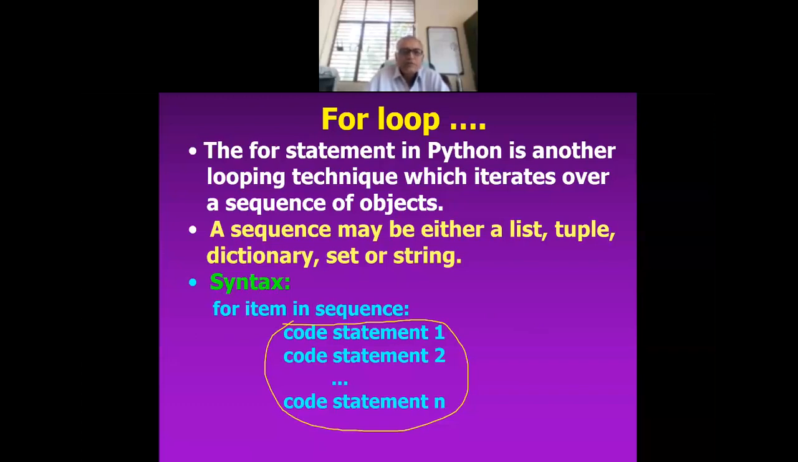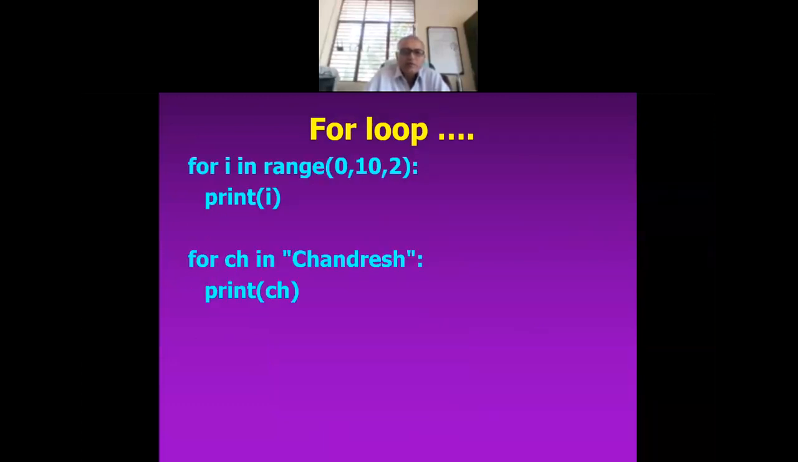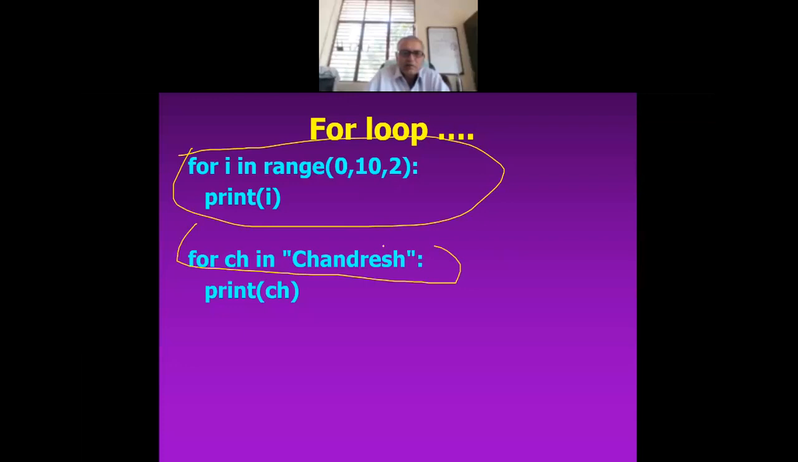So here, for example, a for loop is taken, for i in range of 0, 10, which we have demonstrated in the Jupyter notebook. Similarly, if there is a string, such as a name, and we want to display the different characters, then that is also possible.